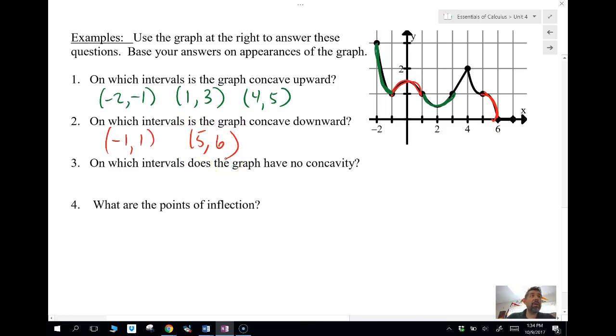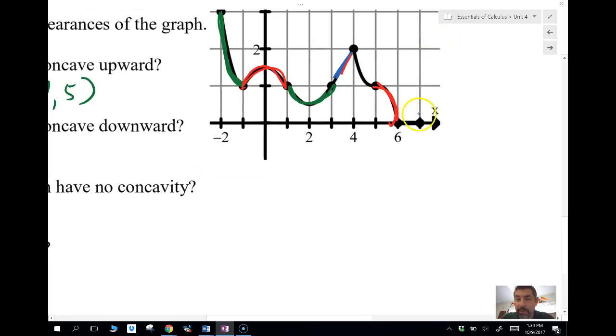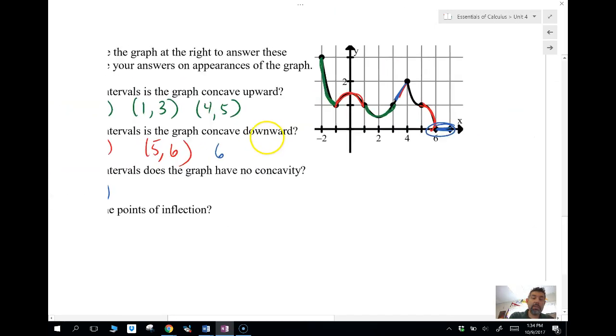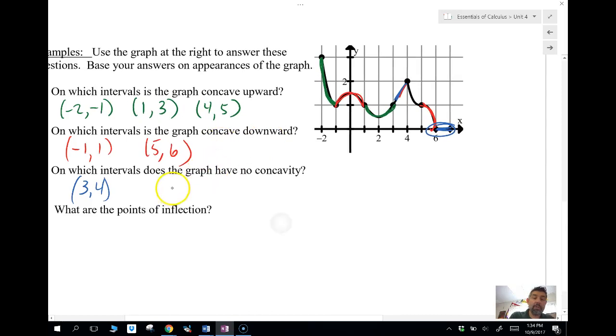Where do we have no concavity? Well, no concavity from 3 to 4. Let's use a different color here. No concavity from 3 to 4. And I'm not sure you can tell this, but let me zoom in. Here is part of the graph. You can't really tell, but there is a dark part of the graph. So 6 to 7 also has no concavity.